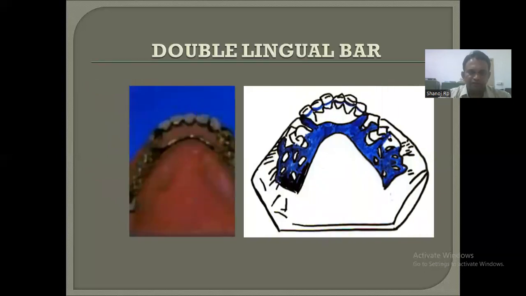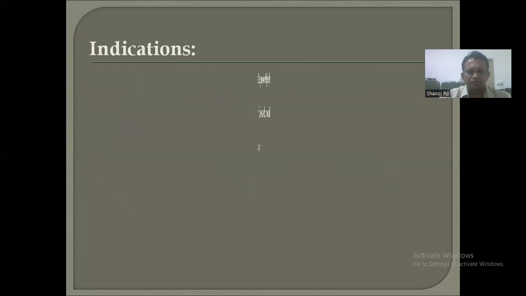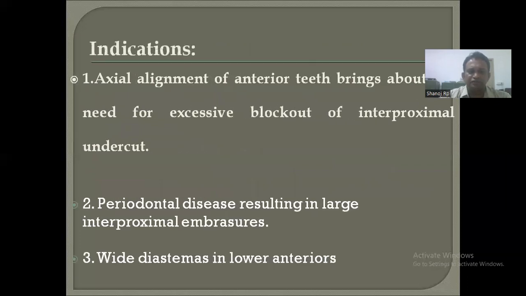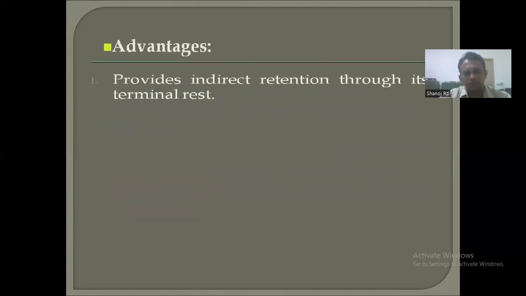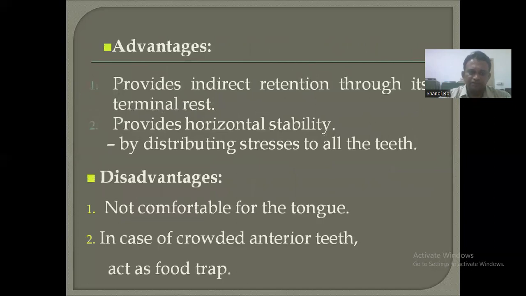Now coming to double lingual bar. Indications: malalignment of anterior teeth, which brings about the need for excessive block-out of interproximal undercut, periodontal disease resulting in large interproximal embrasures, a wide diastema in lower anteriors. Advantages: it provides indirect retention through its terminal rest. It provides horizontal stability by distributing stresses to all the teeth. Disadvantages: it's not comfortable for the tongue, and in case of crowded anterior teeth, it acts as a food trap.